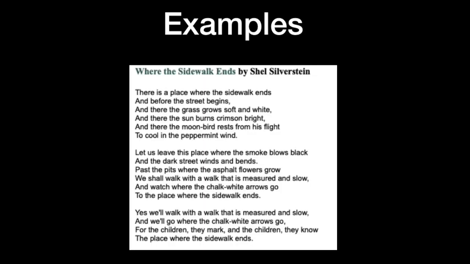So let's take a look again at the poem Where the Sidewalk Ends. Our first stanza is, there is a place where the sidewalk ends and before the street begins. And there the grass grows soft and white, and there the sun burns crimson bright, and there the moonbird rests from his flight to cool in the peppermint wind.